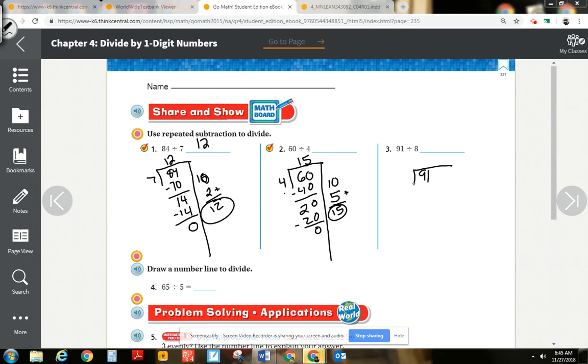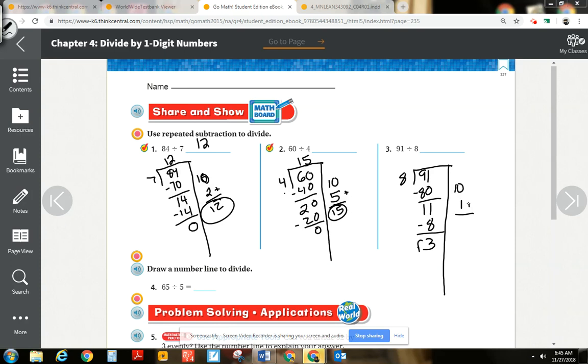91 divided by 8. Alright, now I'm not super good with my 8s, but we're going to do it anyways. 10 times 8 is 80. We have 11 left over. Alright? How many 8s fit into 11? Well, just 1. And then I have 3 left over, right? Well, 8 can't fit into 3, so this is my remainder.